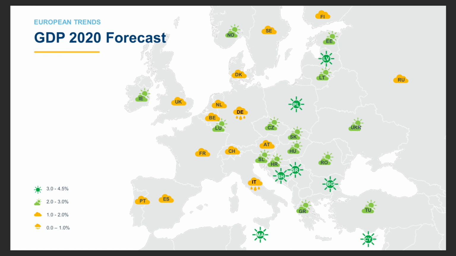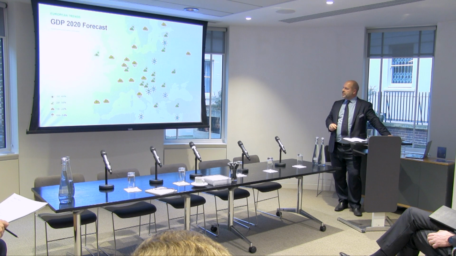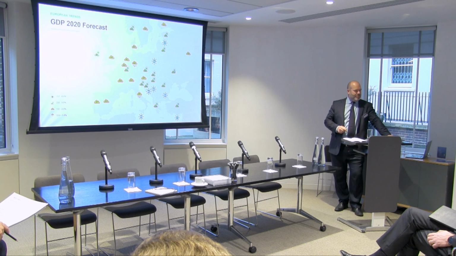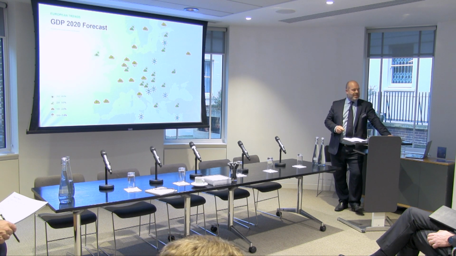What does the forecast look like for next year? Well, the number of bright spots at the end of this year relative to the start of this year are fewer. So anything with the green sunshine is 3-4.5% economic growth. Anything that's yellow with a bit of rain is sub 1%. So Germany and Italy are in that camp.